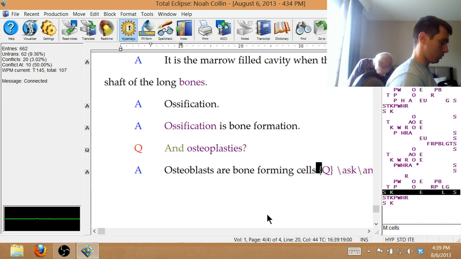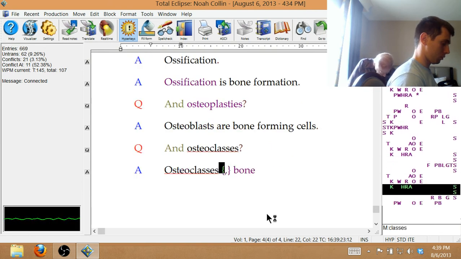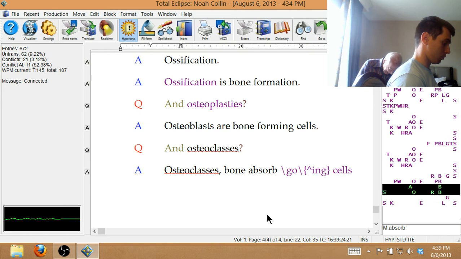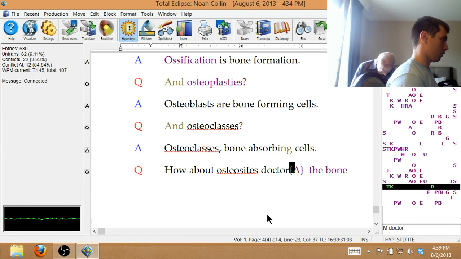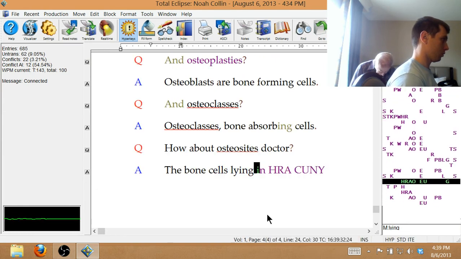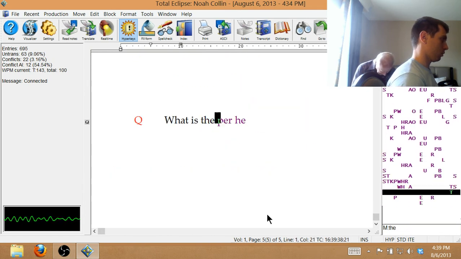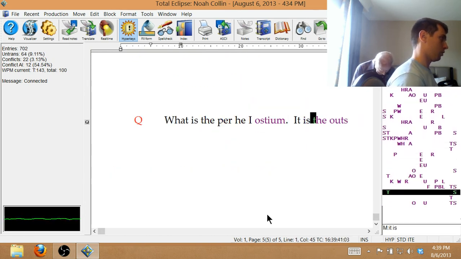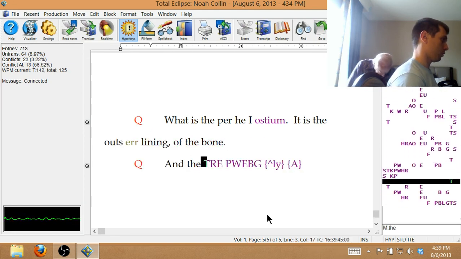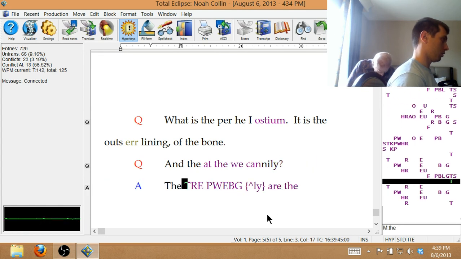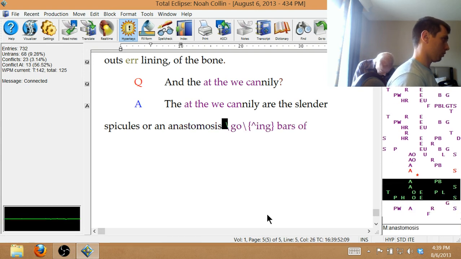And osteoclasts? Osteoclasts, bone-absorbing cells. How about osteocytes, doctor? The bone cells lying in lacunae within intercellular substance. What is the periosteum? The periosteum is the outer lining of the bone. And the trabeculae are the slender spicules or anastomosing bars of spongy bone.